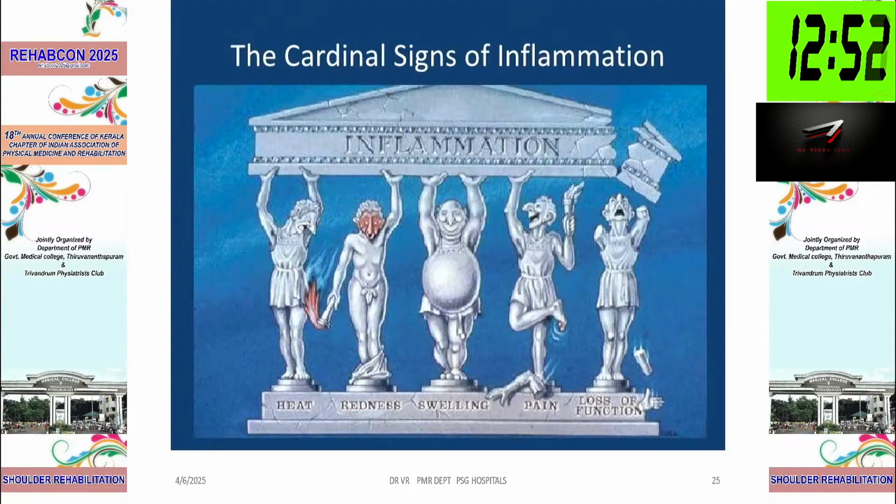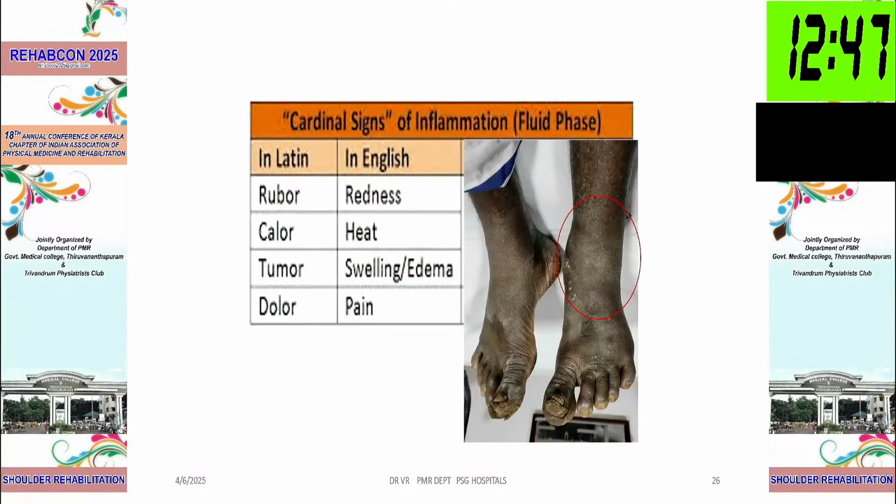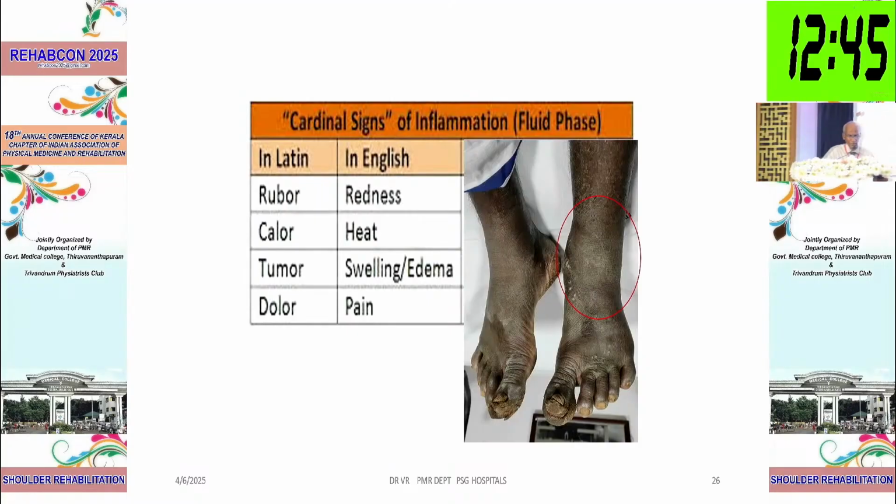You all know there will be heat, redness, swelling, pain, and loss of function. In Latin, they say rubor, calor, tumor, dolor. So our patient presented with unilateral swelling, warmth, tenderness. Redness was not obvious because of the skin discoloration.